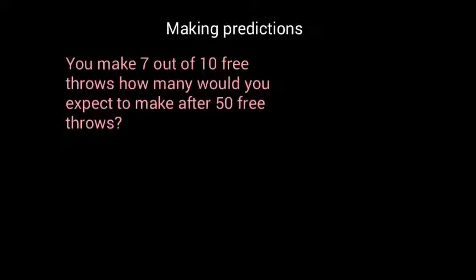Alright, so you make 7 out of 10 free throws. How many would you expect to make after 50 free throws? So there's a couple ways to do this. One, you could set up a proportion. So you could do 7 out of 10 equals x over 50.